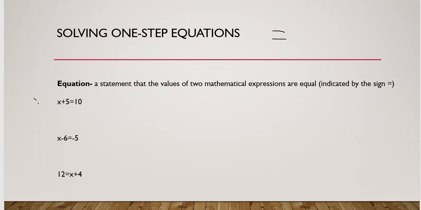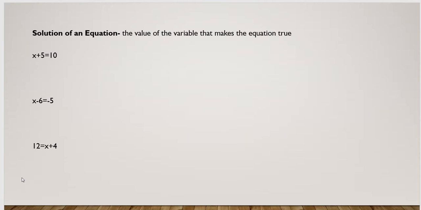Okay? So these 3 right here, these are examples of equations. X plus 5 equals 10, x minus 6 equals negative 5, 12 equals x plus 4. In an equation, what you know is that the left side is equal to the right side. So when we solve an equation, when we find the solution of an equation, we're trying to find the value of the variable that will make the equation true, that will make the left side equal to the right side.